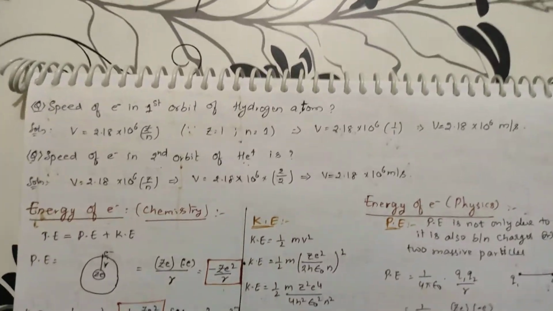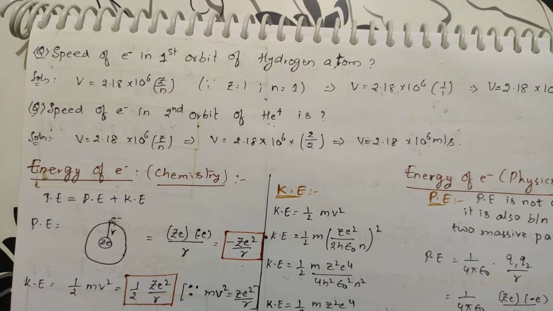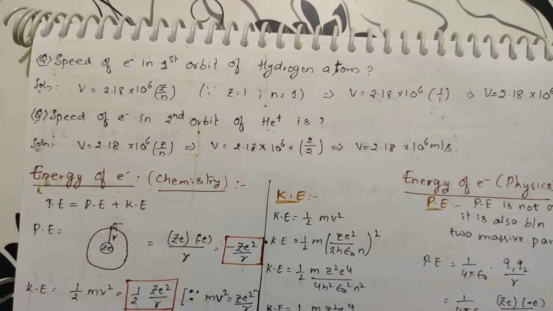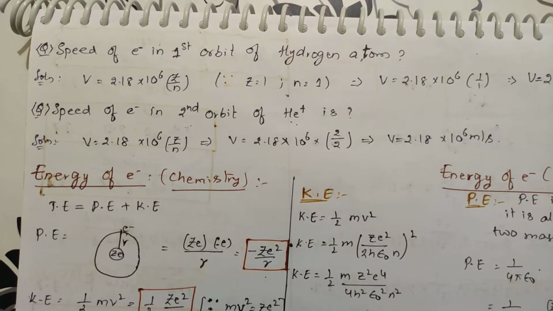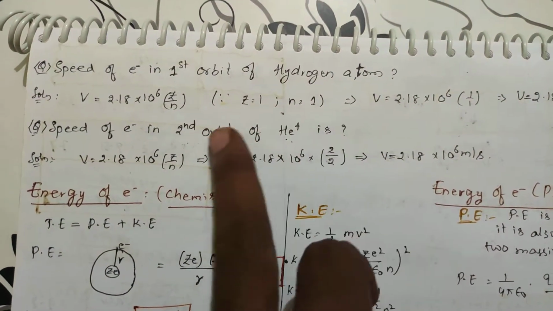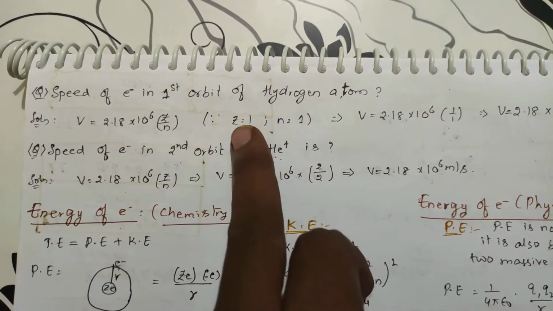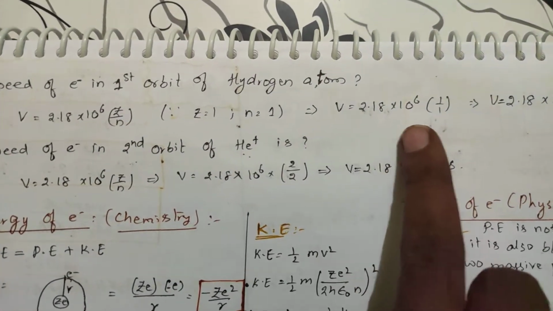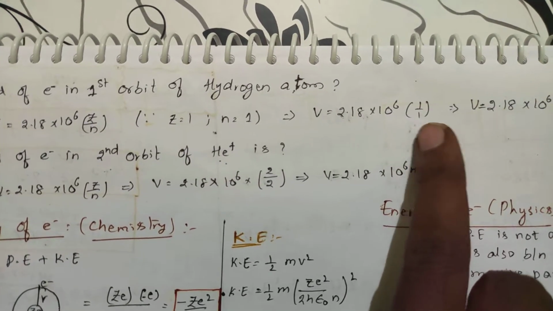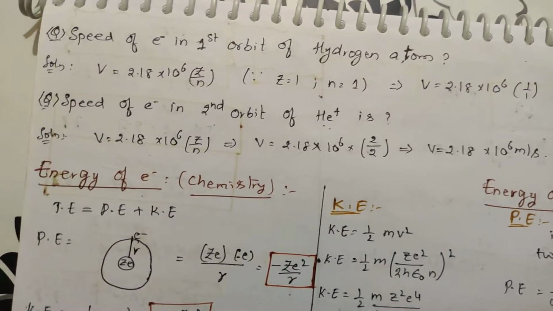Let us take one or two problems on this. First, the speed of an electron in the first orbit of the hydrogen atom. For hydrogen, Z is equal to 1, and for the first orbit n is equal to 1. Velocity is 2.18 into 10 power 6 Z by n, so substituting, 2.18 into 10 power 6 into 1 by 1, we get 2.18 into 10 power 6 meters per second.